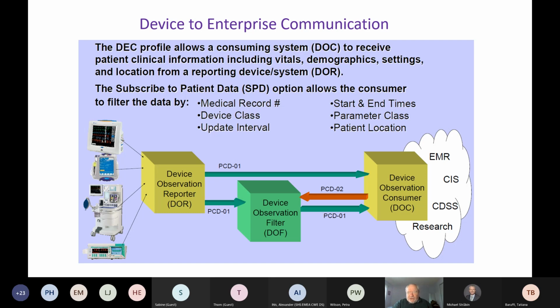And that transaction can allow you to feed directly into a device observation consumer, which is the kind of abstraction of an EMR, of a clinical information system or research system, or whatever you want to do. And we see that an intermediate actor has also been introduced to filter the data and to configure that filter using the PCD02 transaction. So in Continua, PCD01 has been integrated, but the device filter is actually not relevant, but it is quite relevant in acute care setting in hospitals. Next.